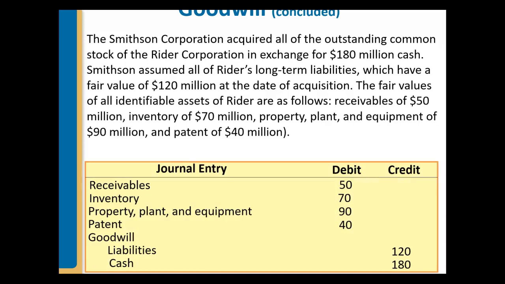This journal entry captures the effect of the acquisition of Ryder's assets and liabilities. As you see, Smithson acquired all the outstanding common stock of Ryder in exchange for 150 million cash. Smithson assumed all of Ryder's long-term liabilities, which have a value of $120 million at the date of acquisition. The fair values of all the identifiable assets of Ryder are shown: receivables $50 million, inventory $70 million, property, plant, and equipment of $90 million, and a patent of $40 million. So the difference between the assets minus the liabilities and the cash exchanged gives us our goodwill of 50 million.